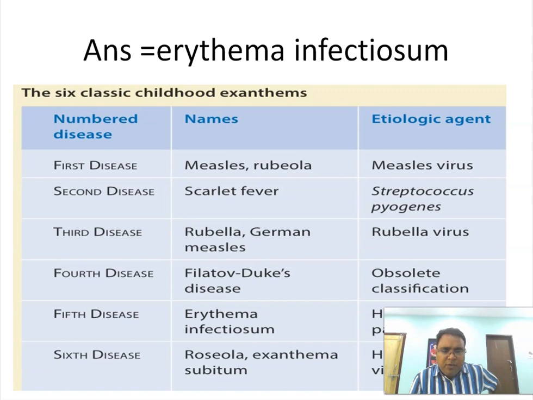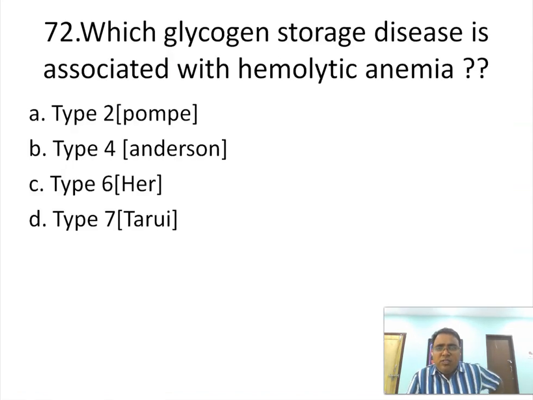It is caused by human parvovirus B19. Similarly, sixth disease is Roseola infantum or subitum. It is caused by HHV6 or human herpes virus 6. So we have to know that fifth disease is caused by parvovirus B19 and it is known as erythema infectiosum.